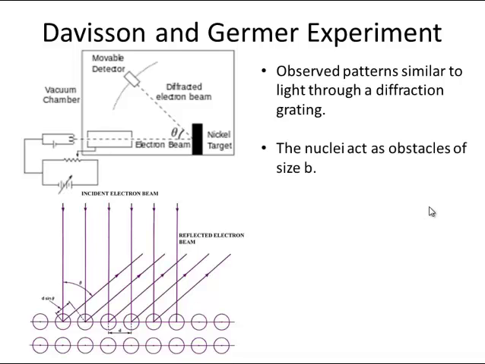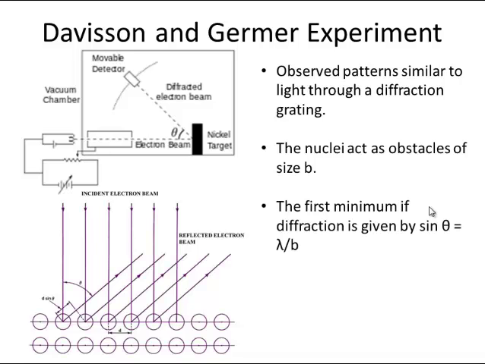So what happens is the nuclei act as obstacles of size B. Now, with a diffraction grating, it's known that the first minimum of diffraction is given by the sine of the angle to that minimum is equal to the wavelength divided by the size of the obstruction.